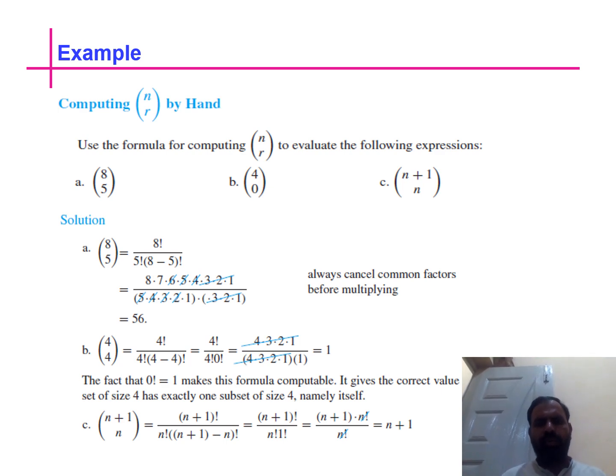This will become 56. And 4C4 will become 4 factorial over 4 factorial into 4 minus 4 factorial. So the answer will be 4 factorial over 4 factorial into 0 factorial. This 4 factorial can be written as 4321, so 4321 into 0 factorial, which is 1. So the answer is 1. And similarly, you can say n plus 1 C 1, which is n plus 1 factorial over n factorial into n plus 1 minus n factorial. After the simplification, we will get the answer n plus 1.